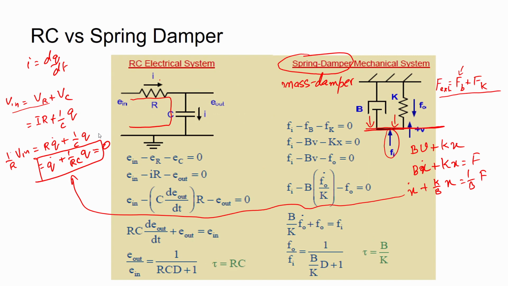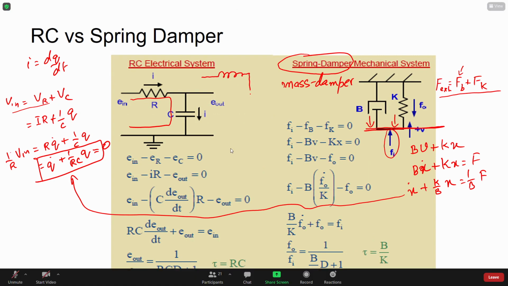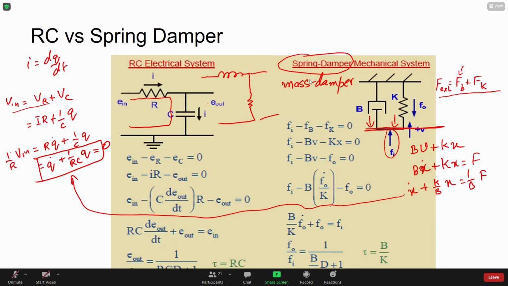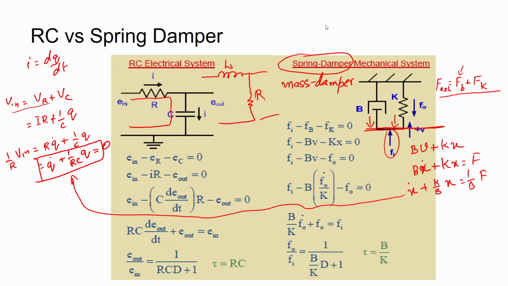Now, what about this one? I ask you this particular question. That is a first order system too. This is inductance, this is resistance, and that would be mass damper. So bottom line is you get this first order differential equation. That's what you get.